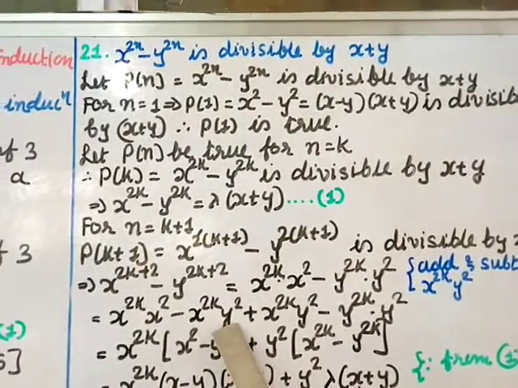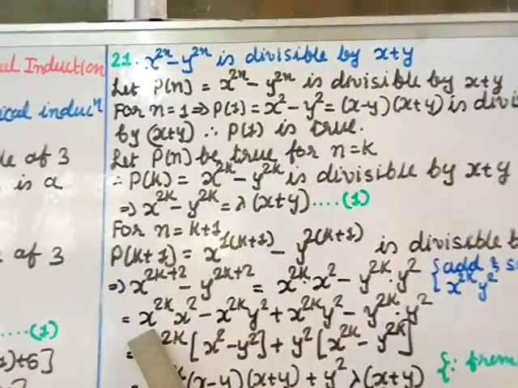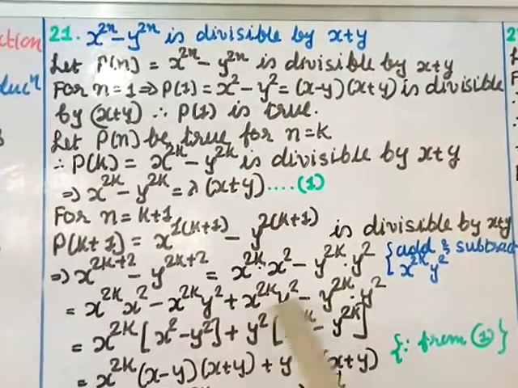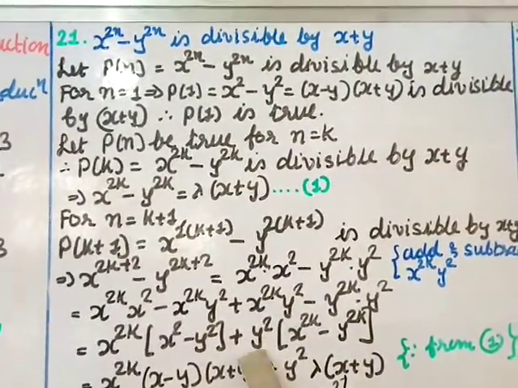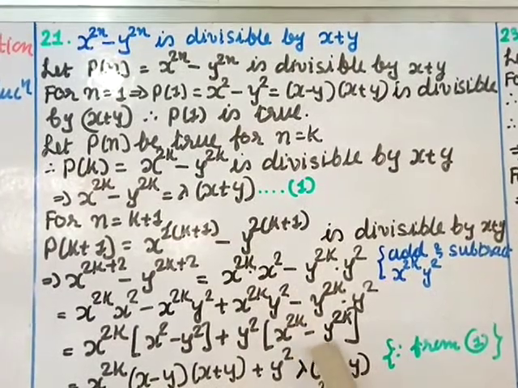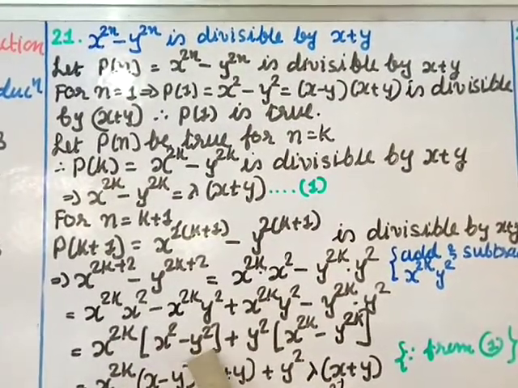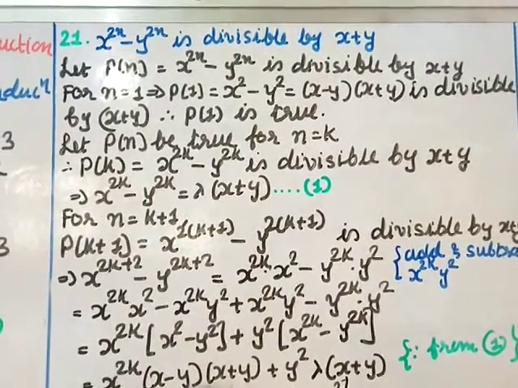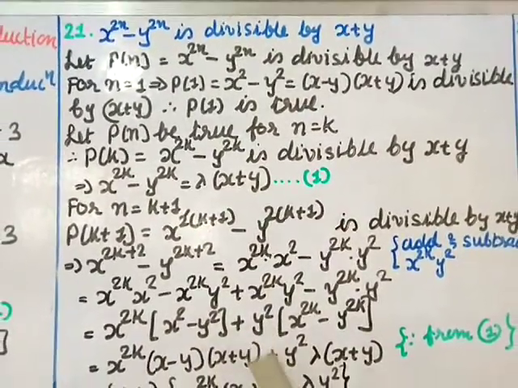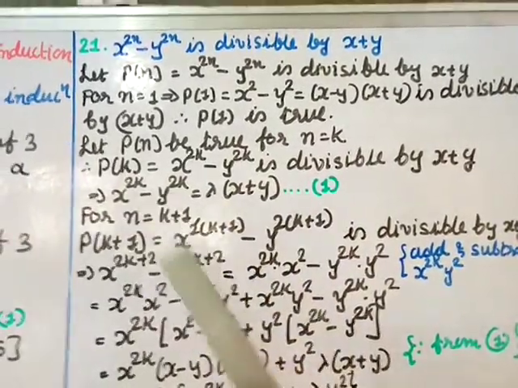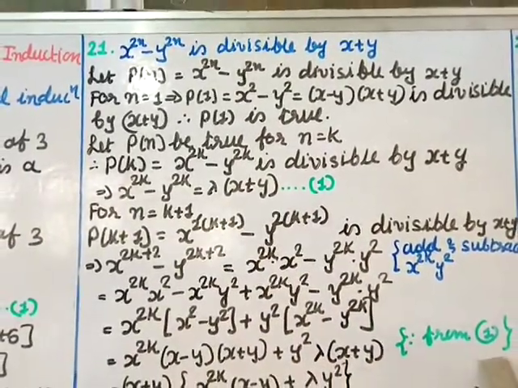From the first two terms, take x power 2k common. So here remains x square minus y square, plus from these two terms you take y square common, so here remains x power 2k minus y power 2k, equal to x power 2k as it is, x square minus y square can be written as x minus y times x plus y, plus y square, and this value from equation 1 is lambda into x plus y.